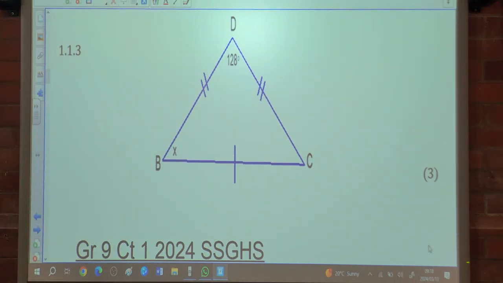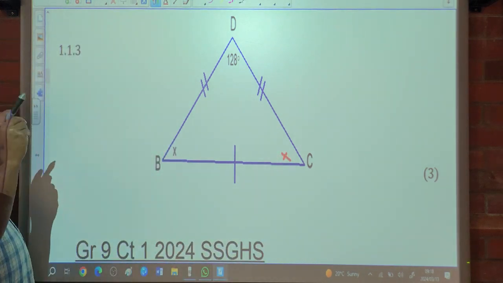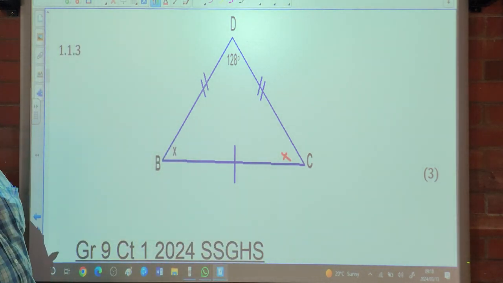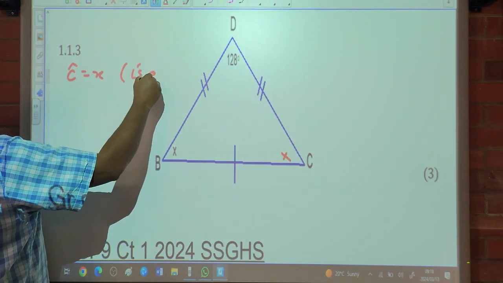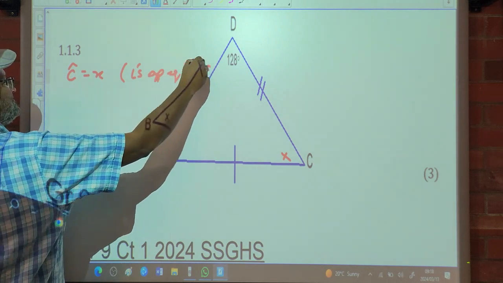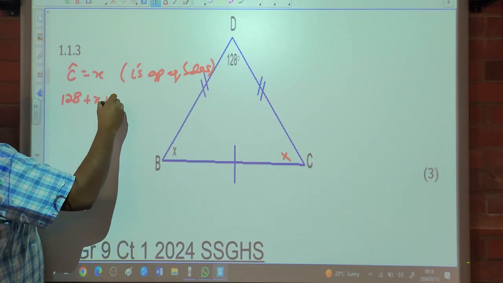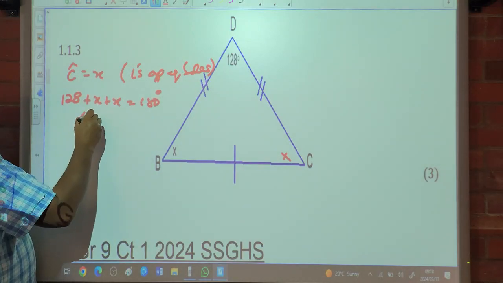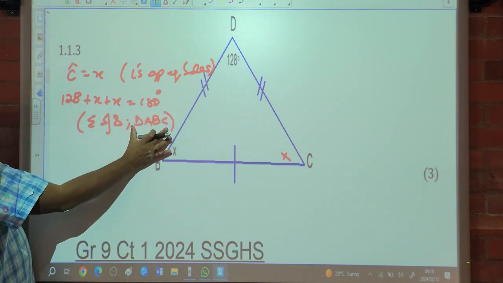Alright, so where do we go here? Some of you said 128 plus x is equal to 180. What about C? Angles opposite equal sides. So firstly, C is x as well, not so? But is it on the diagram? No, so I have to state it. So angle C is equal to x. Angles opposite equal sides. So now we say 128 plus x plus x is equal to 180. Why? Sum of triangles, and it's triangle ABC.